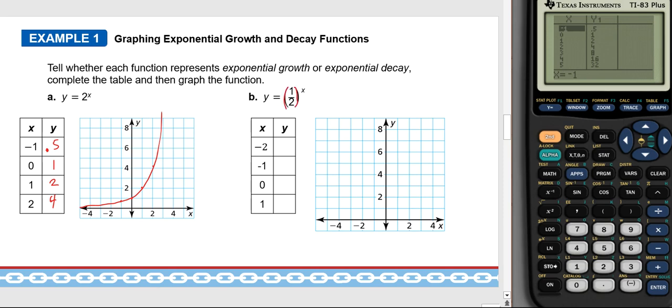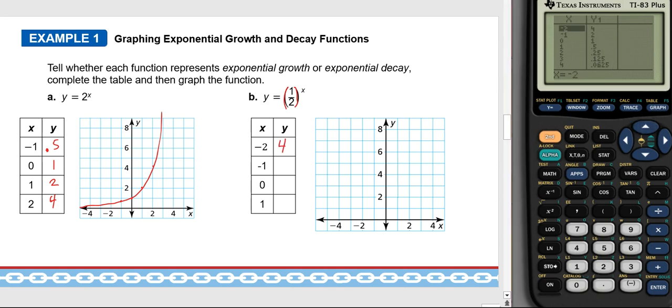In example B, we have a b value that is between 0 and 1. That tells me I'm going to have some exponential decay. I enter that function into y equals on my calculator, 1/2 to the x power. If I hit graph, I get the picture and I see the exponential decay happening. Then I can go to table to get my values.